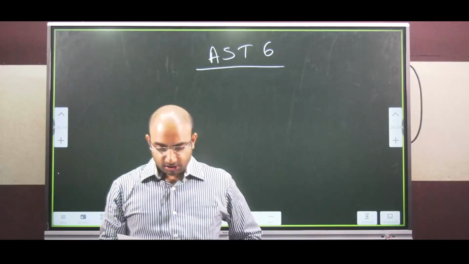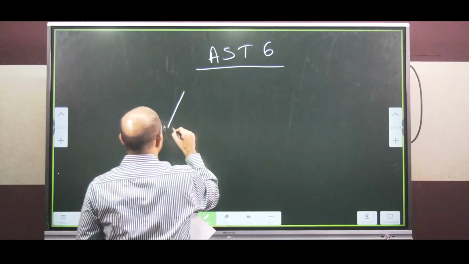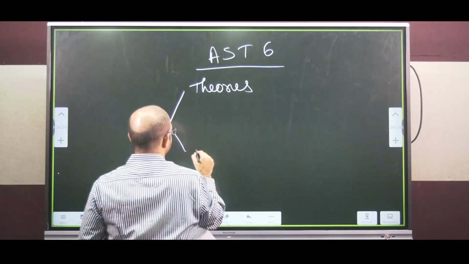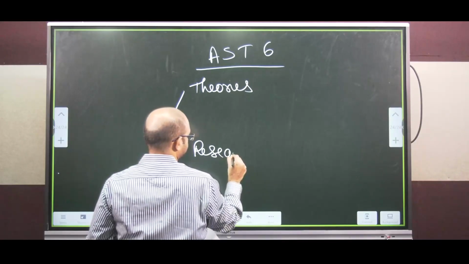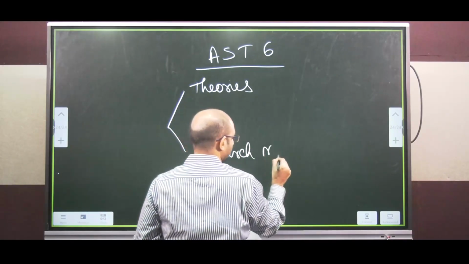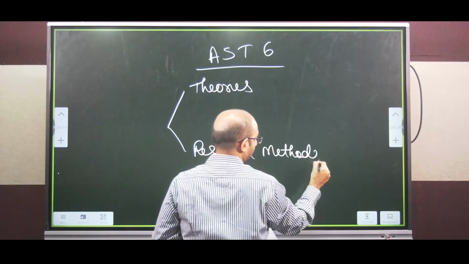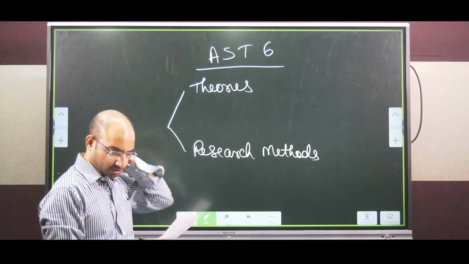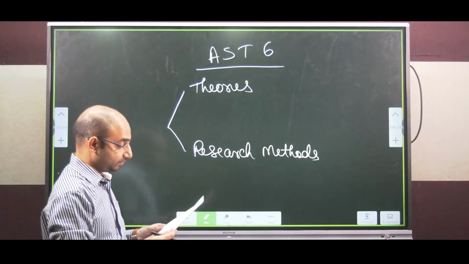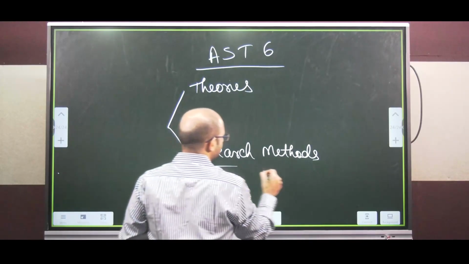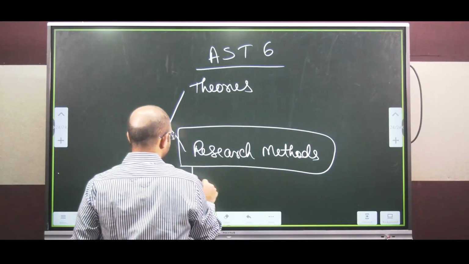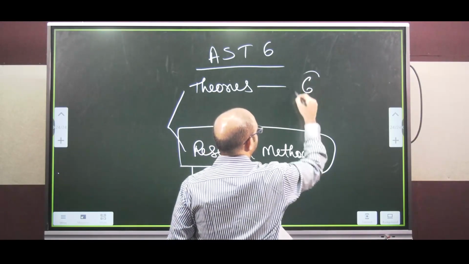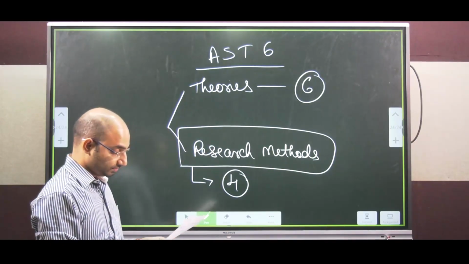Okay. This test involves broadly two topics. It involves theories and it also involves topics from research methods. So some topics from theories are involved and other topics from research methods are involved in this test. Research methods are very easy, simple and straightforward. There are 4 questions from this section. So we'll first finish questions from research methods and then we will look into the 6 questions from theories.